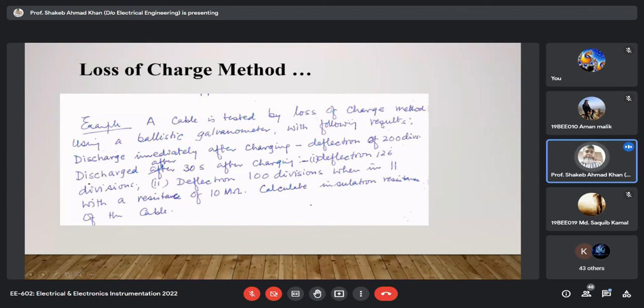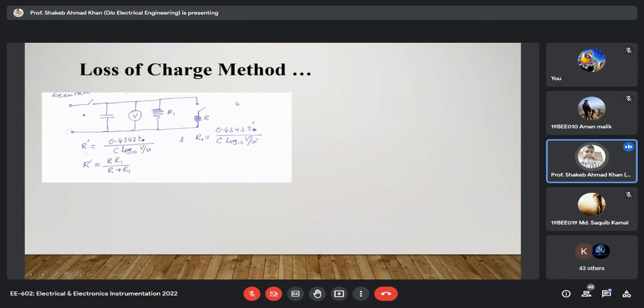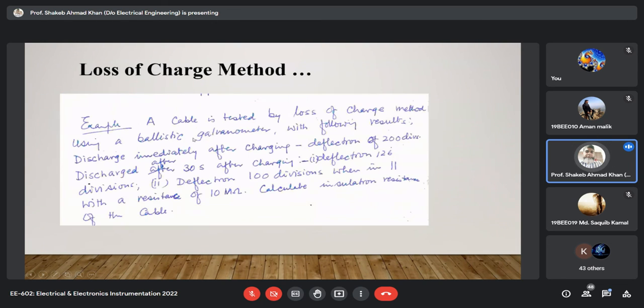This is proportional to the initial value up to which your capacitance is charged, then discharged after 30 seconds after charging. After 30 seconds your deflection is only 126 divisions, and deflection is 100 divisions when in parallel with a resistance of 10 mega ohm. That arrangement, I'm talking about this arrangement here. A 10 mega ohm resistance is connected across the insulation resistance, and then after 30 seconds you are getting a deflection of 100 divisions only, because more discharge will take place. Calculate the insulation resistance of the cable.